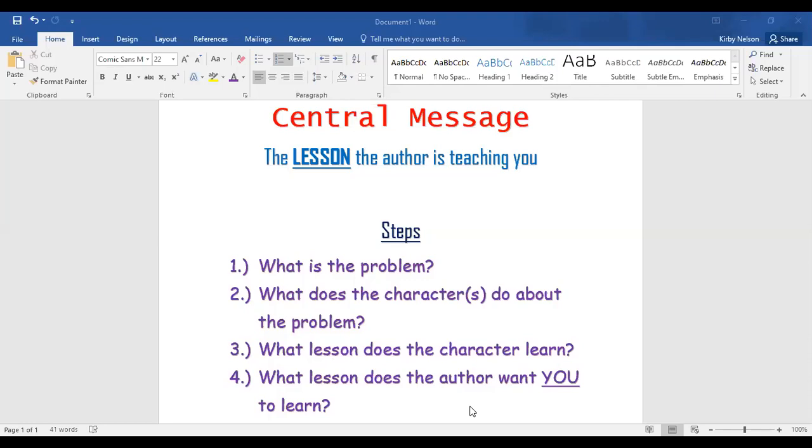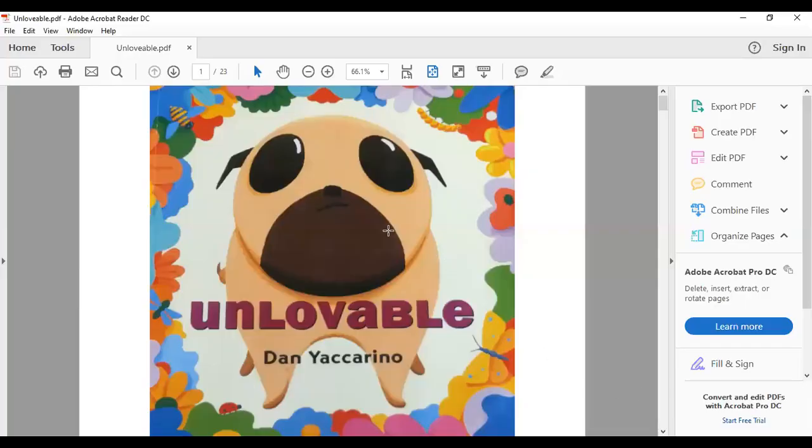Now, usually these lessons can be applied or used in real life. It might be something simple like, don't steal or be nice to your friends. It's a lesson that you need to learn and that the author wants to teach you. So today we are going to be reading Unlovable. And it's by Dan Yaccarino.